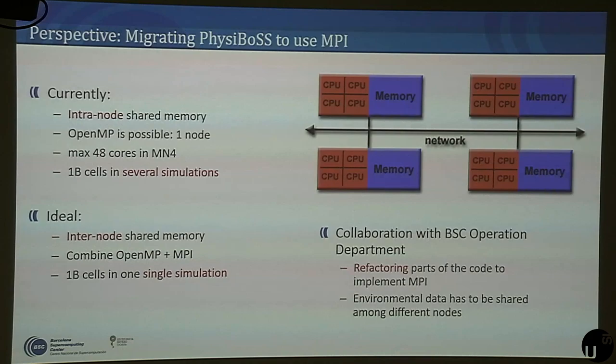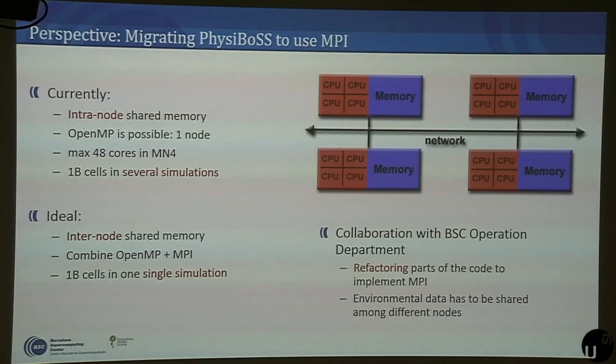So currently we can work with OpenMP, meaning that we can take all the processors in one node, which is okay. I mean, it's nice. We can have simulations of over 120,000 cells. But ideally we would like to have a shared memory between nodes in order that from few cells, we would have billion cell simulation. And for this would take, of course, time, but of course we have to share information among nodes, which is not trivial. So yeah, they are refactoring parts of the different code in order to implement this MPI.